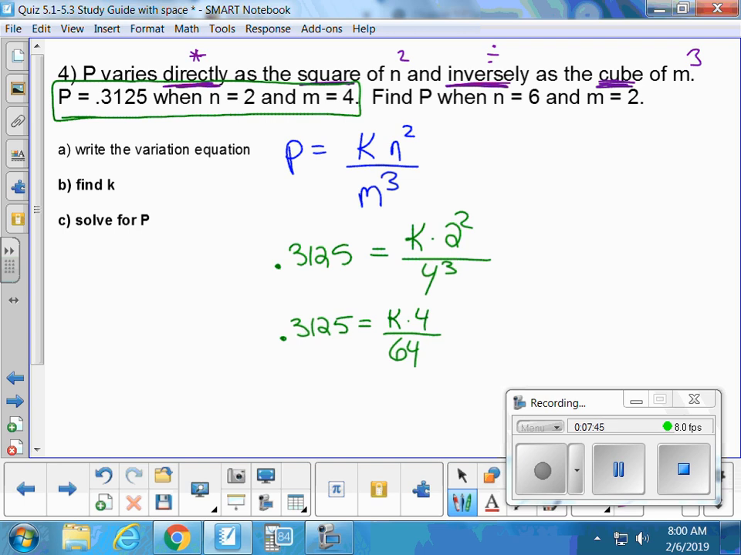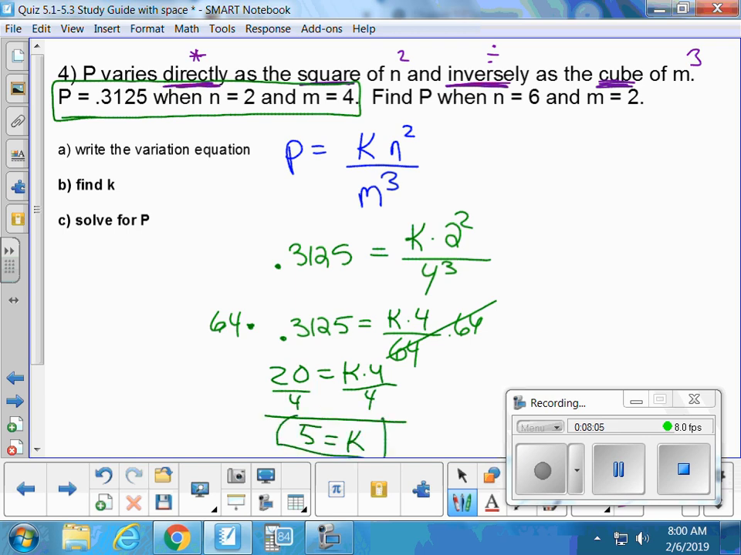What do you think we should do next? Multiply by 64. Very good. I'll need your help with that. 20. Is it 20? Perfect. And then what do you think we should do next? Yeah. So K is 5. How's that sound? I'm trusting the student calculations. I don't have a calculator in my hands, so it makes me a little nervous. So that's your answer to part B.